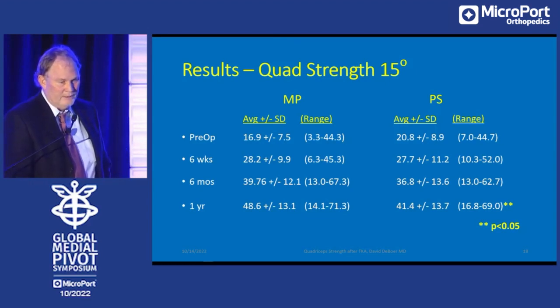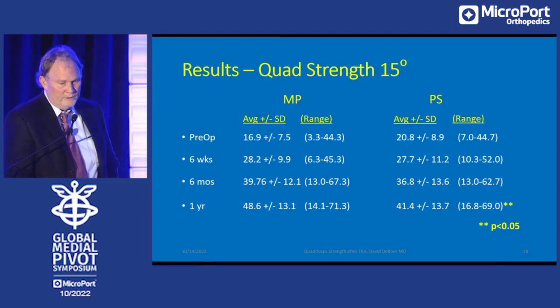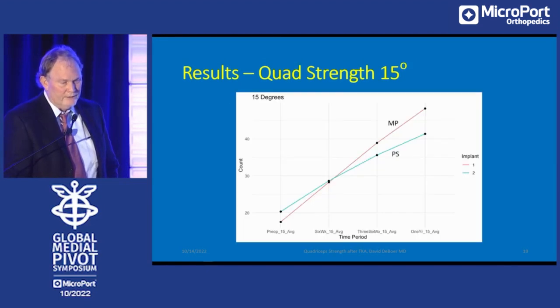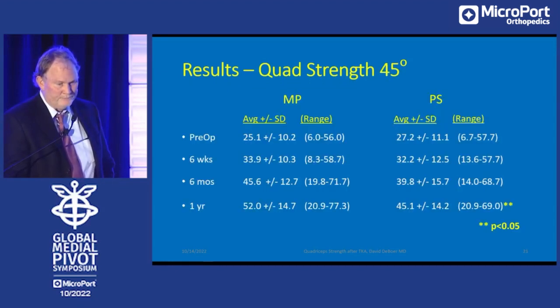So we looked at quad strength, and it's a little data heavy, I'm sorry. If we looked at medial pivot and we were just measuring quad strength at 15 degrees, if you look at the numbers, comparing pre-op all the way to 1 year, we were only statistically significant at 1 year in terms of the 15 degrees. And here's kind of the look of that graph. Again, these are averages for the total 50 patients in each group.